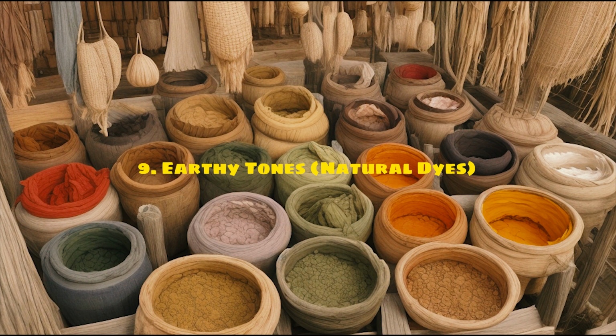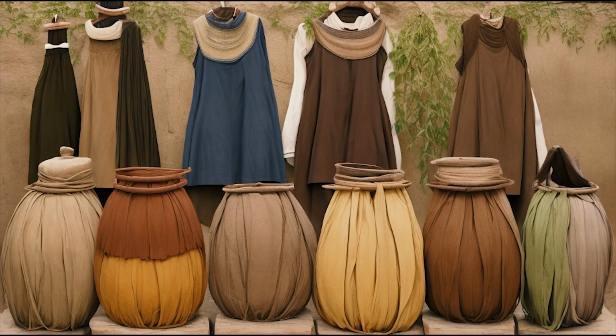Earthy tones, natural dyes. Using dyes extracted from plant sources like roots, leaves, and bark, early civilizations were able to achieve colors like rust, olive, and mustard. These natural dyes were relatively straightforward to obtain and often didn't require complex processes, making them affordable options.